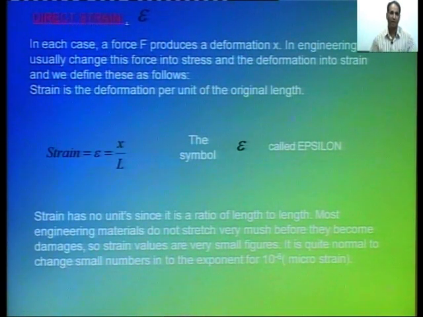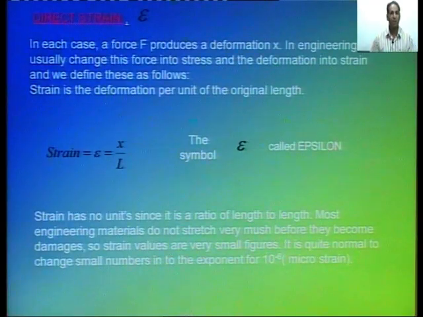So, I define what direct stress is. Direct stress is denoted by the letter sigma. In each case, a force produces a deformation x. Due to the force acting on the body, the deformation is x. In engineering, we usually change this force into stress and the deformation into strain, and we define these as follows.